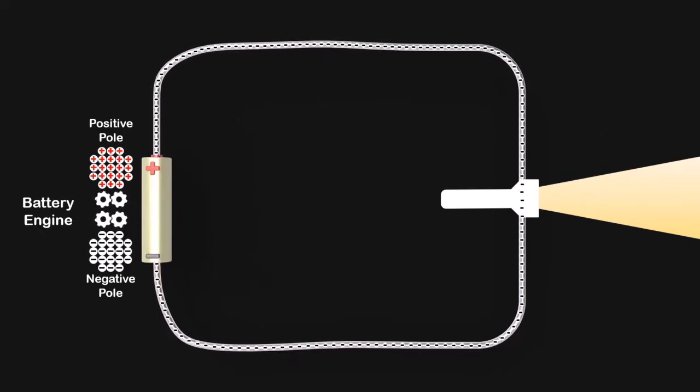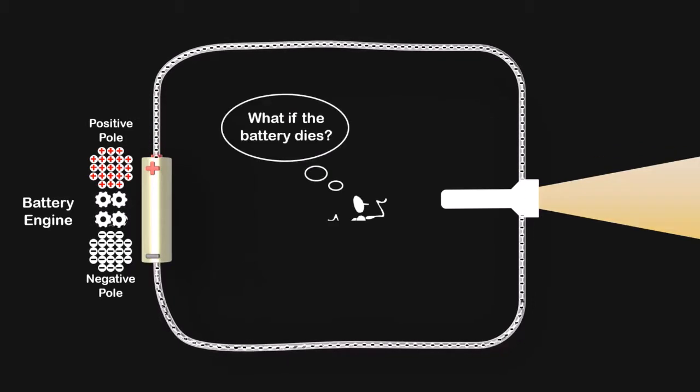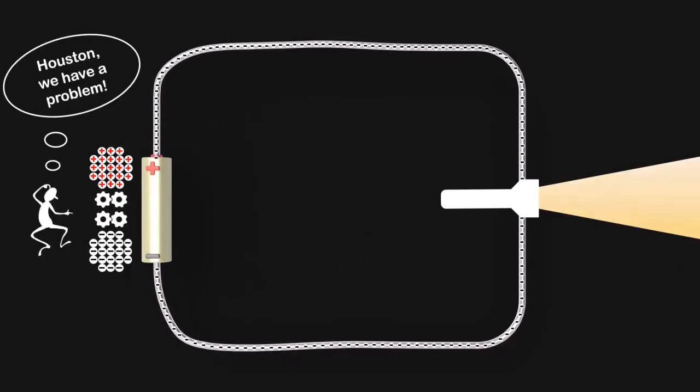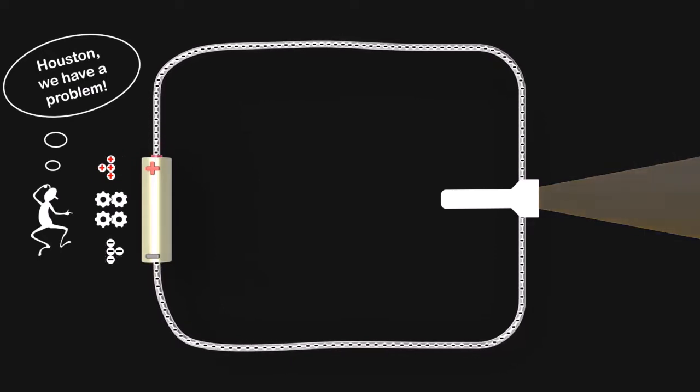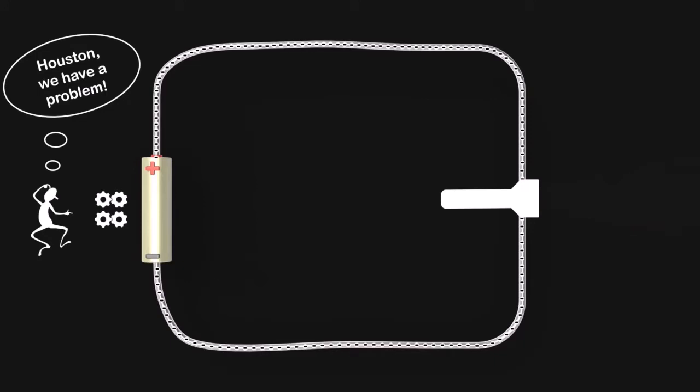The bulb of this flashlight is going to work as long as the electrochemical engine of the battery can keep the charges separated to keep the voltage in place to drive the current through the wire. But what if the battery dies? If the electrochemical engine inside of the battery stops being able to keep the charges separated to establish the voltage, the battery charge will quickly drain and the current will stop since the voltage dropped to zero.